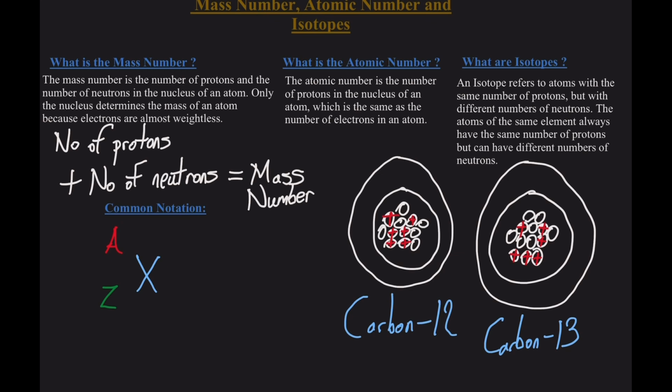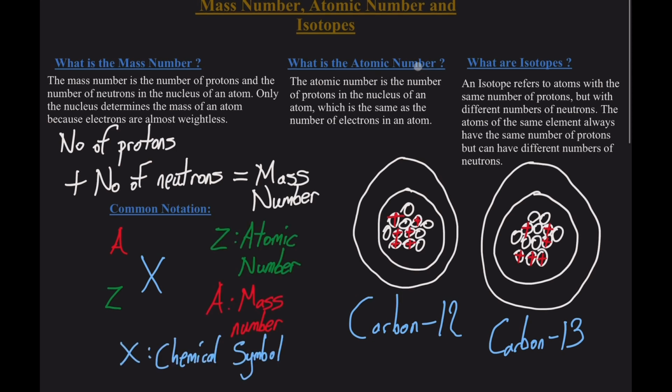Again, you can find all the chemical symbols on the periodic table. The A represents the mass number of a particular atom of an element, and the mass number, as we said here, is equal to the number of protons plus the number of neutrons in an atom. And then Z represents the number of protons that can be found in the nucleus of an atom. So Z is basically the atomic number.